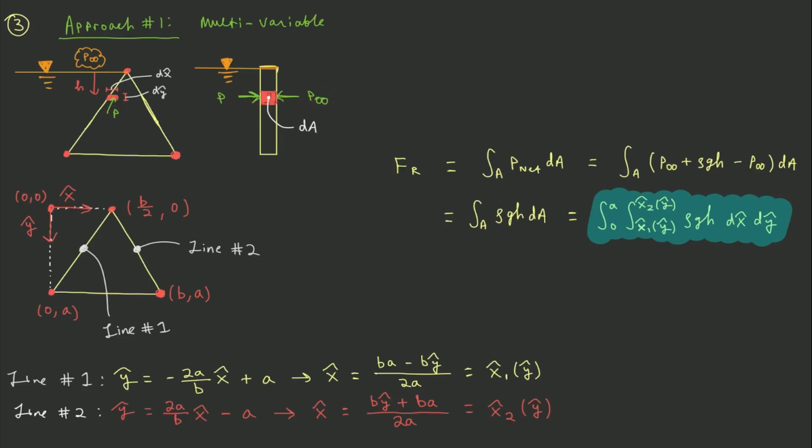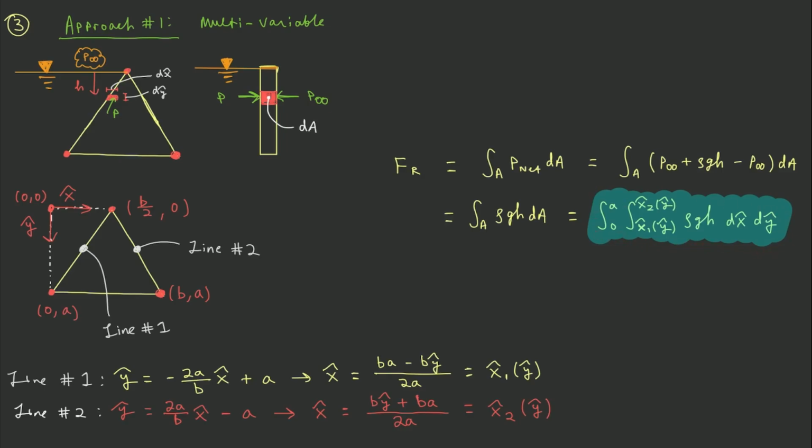So the net pressure, P net, is P minus P infinity, or in other words, rho g h. And if we integrate rho g h times dA over the entire area A, and we have a differential area that is dx hat, dy hat, we have this two-dimensional integral right here that results.